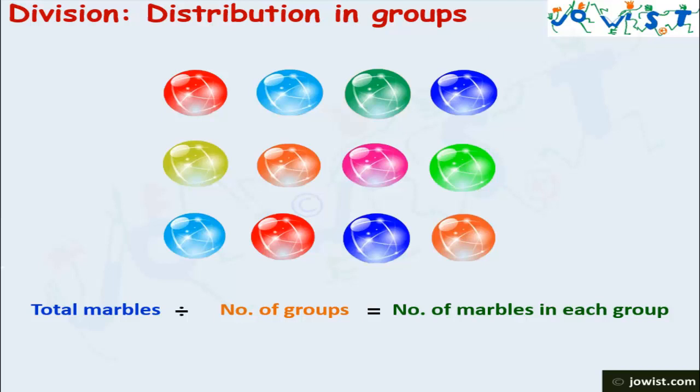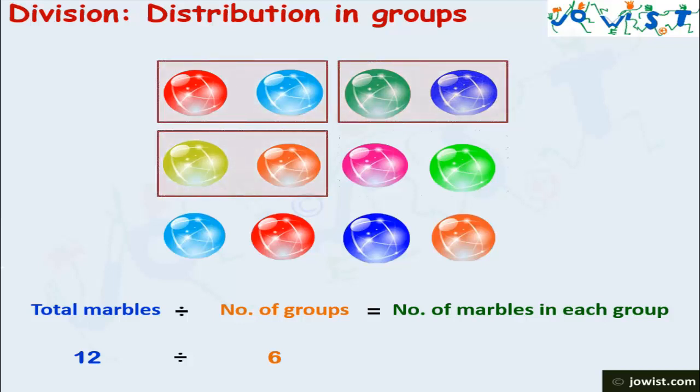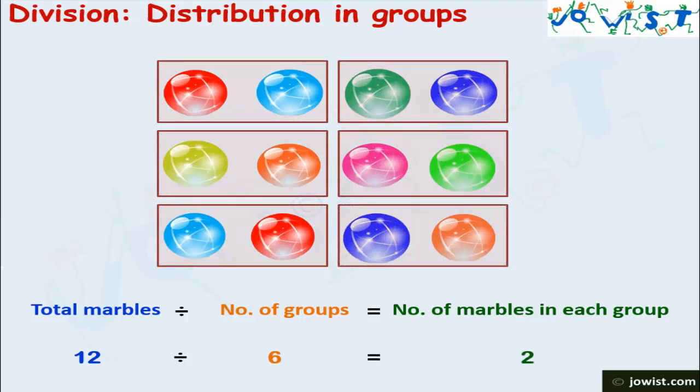So let's make 6 groups each containing equal marbles. We know the total number of marbles is 12 and the number of groups which we need to make is 6. Therefore, how many marbles are there in each group? Yes, it's 2. So we can write it as 12 divided by 6 is equal to 2. And what does this statement mean? Exactly. It means we have 6 groups of 2 marbles.